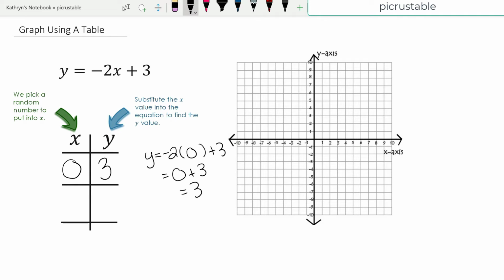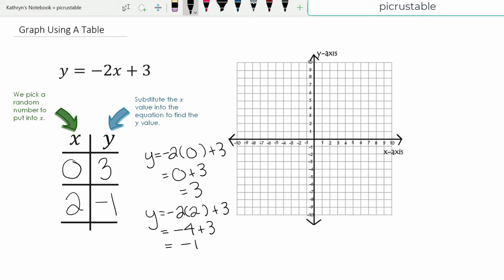Now let's pick another random number to put in for x. Let's try 2. I just picked it out of the air. So y equals negative 2 times x plus 3. I'm going to put 2 in for my x. So negative 2 times 2 is negative 4, plus 3. Negative 4 plus 3 is negative 1. And there's my second ordered pair.